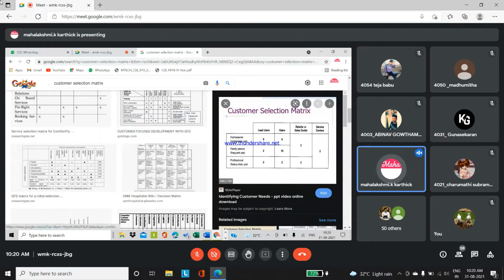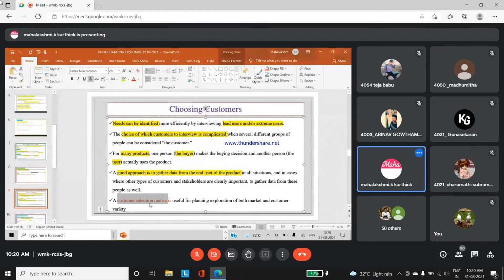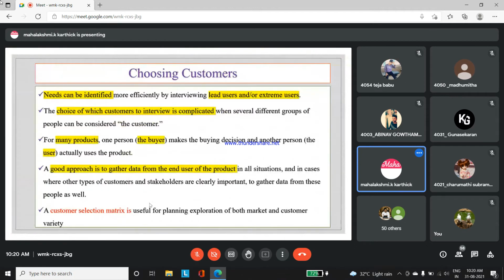This is mainly to identify who are the real customers, the real users. Frequent users, say about 10 members. So we should focus on them and start selling and promoting the product. So it is useful for planning explorations of both market and customer variety. Customer selection matrix.